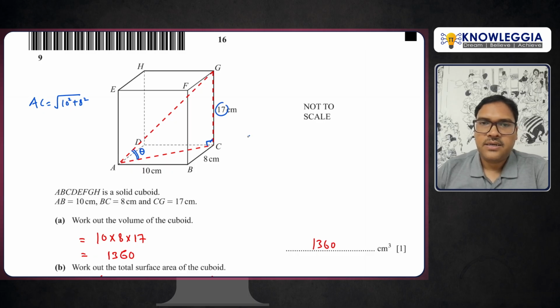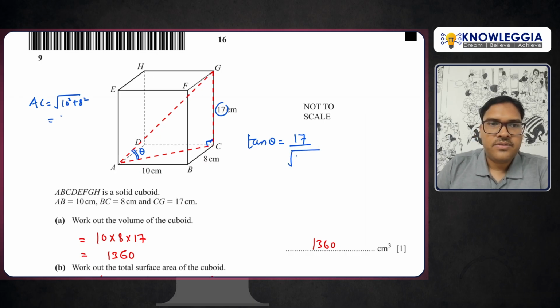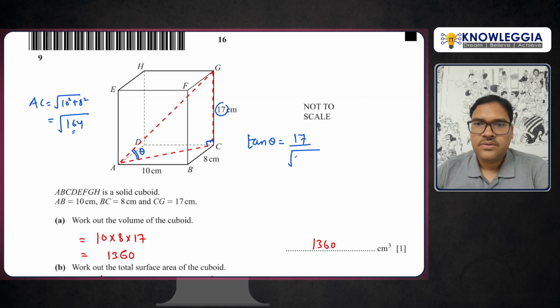So what is tan theta? Tan theta is equal to 17, that is this opposite side, and this is the adjacent side, which is equal to AC. What is AC? Under root of, you can just simplify this, 164, right? This is 164. So what is theta? Theta is tan inverse of 17 by root 164.